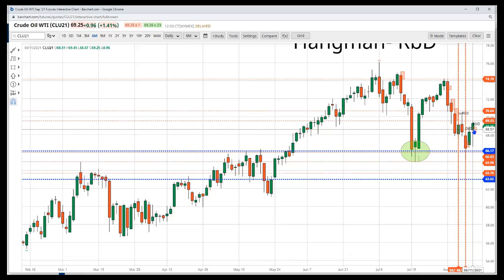Again, we need to wait for this candle to close. And before I came on this morning, this was still a red candle. And that's the importance of why we don't just jump in. We still need to wait for those candles to close to give us greater confidence.